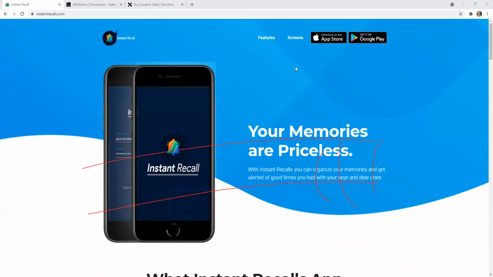So Instant Recall is a brand new app that's been approved by Apple and Android. And it's a way for independent business owners to make money from the sale of anonymous location data. So when we give the green light, you're going to go into the Play Store and download the app.